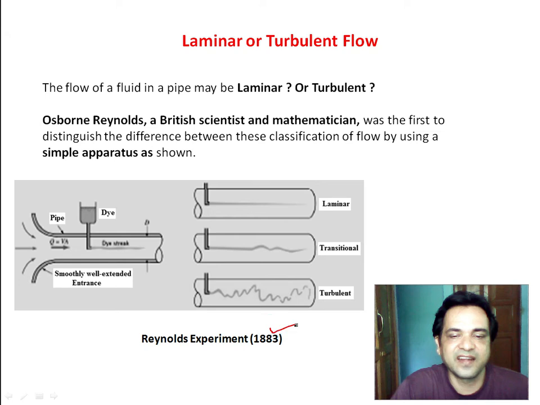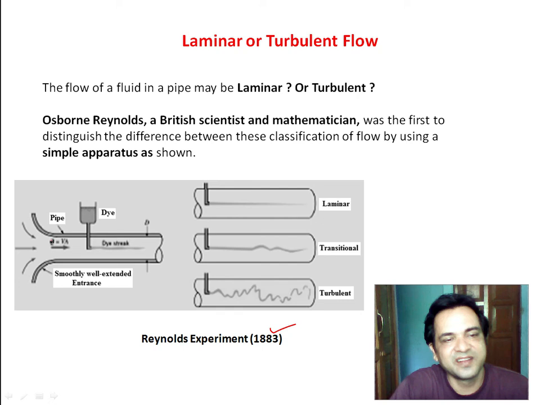In 1883 he did this experiment, a very simple but very famous experiment. Even in fluid mechanics labs we perform this experiment; we call it the Reynolds experiment. He took a transparent pipe so that we can see what happens inside, with water flowing inside the pipe, and he used a color dye container, and the dye was injected into the water flow at different velocities.